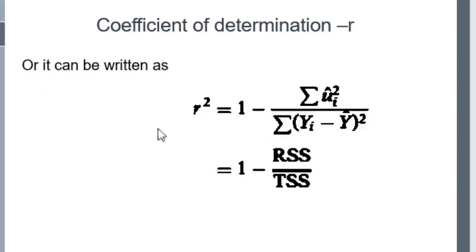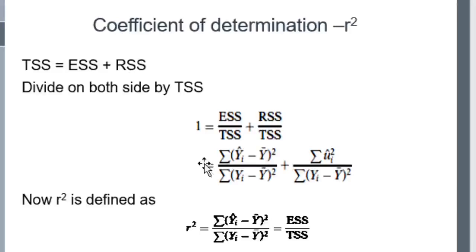From this, 1 equal to R square plus sigma ui cap square divided by sigma yi minus y bar whole square. Then if we take R square here, we'll get 1 minus sigma ui cap square by sigma yi minus y bar the whole square equal to R square. If we take this term to the other side, we'll get 1 minus sigma ui cap square equal to R square.